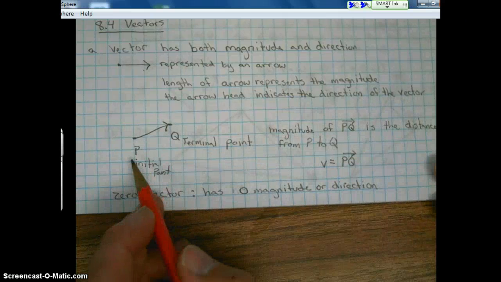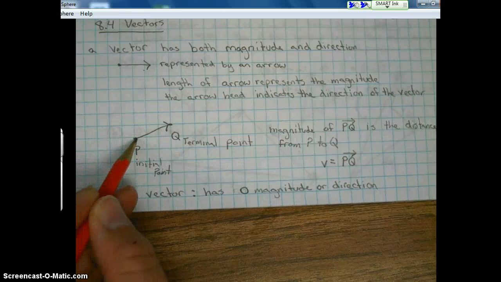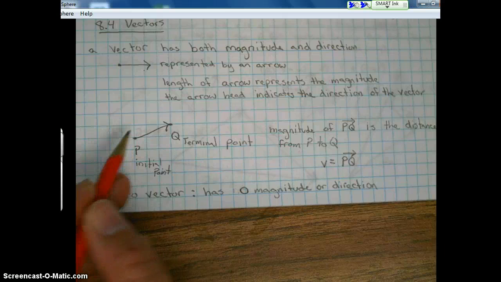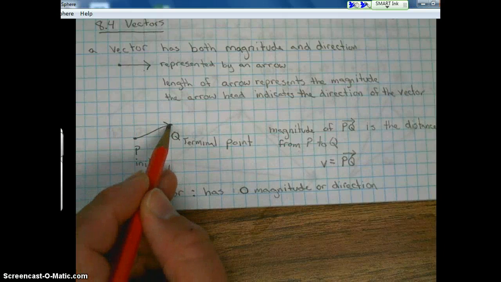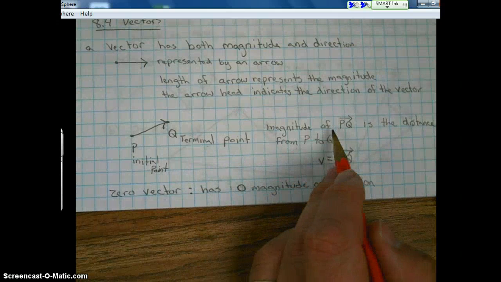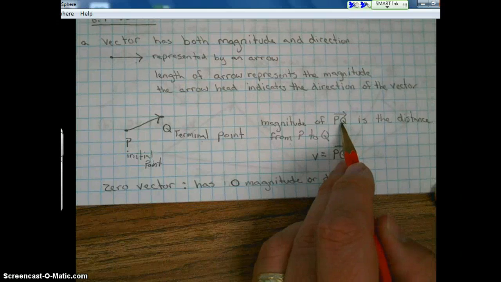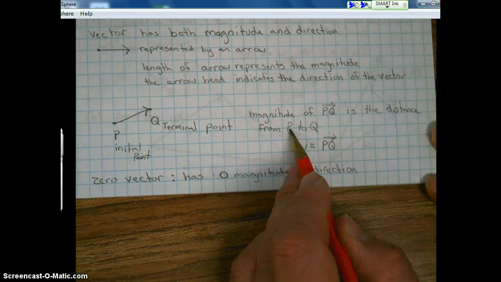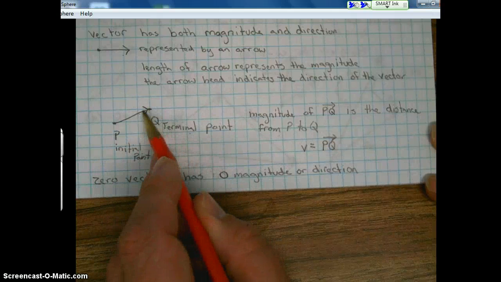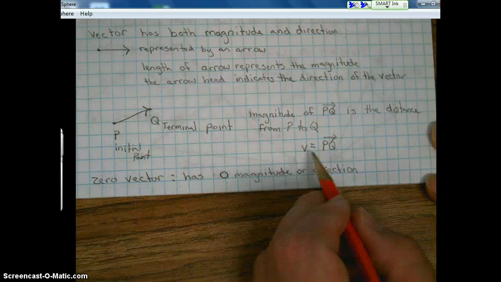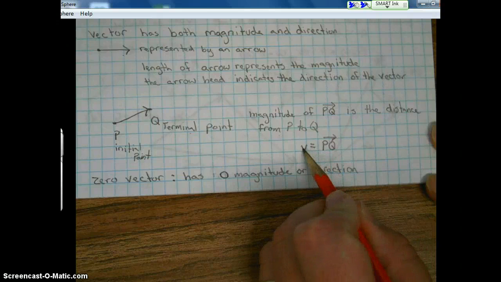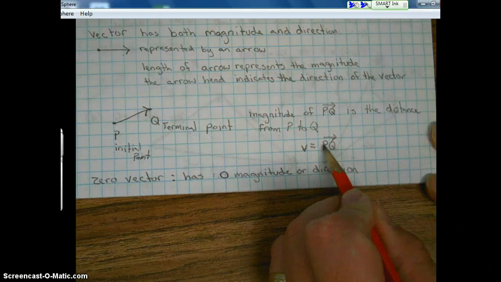So let's look at this vector here. This point is your initial point, where the vector begins, and where the vector ends is known as the terminal point. The magnitude of vector PQ is the distance from point P to point Q. So this distance right here is the magnitude. We're going to use lowercase v to represent the vector PQ.